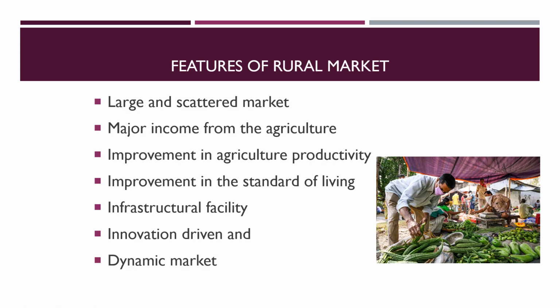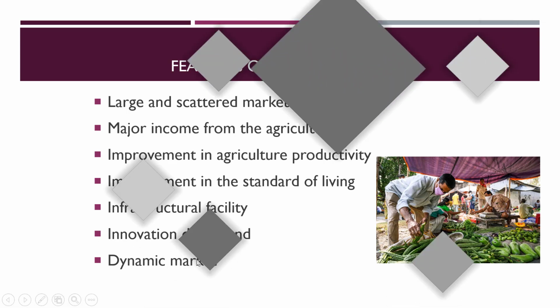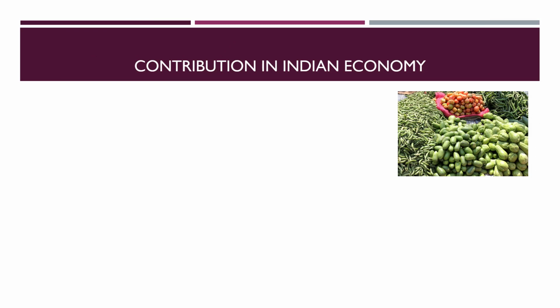And the last one is a dynamic market. As we mentioned, the major source of income in the rural market is agriculture, and it purely depends on the rainfall, and also there are various factors like political, legal, and environmental that have a direct impact on the rural market. That's why this is a dynamic market. This is the last point of this video, that is the contribution in terms of the economy.